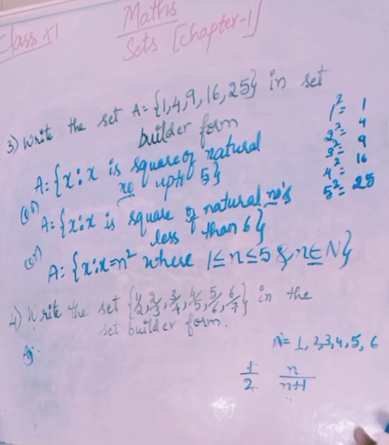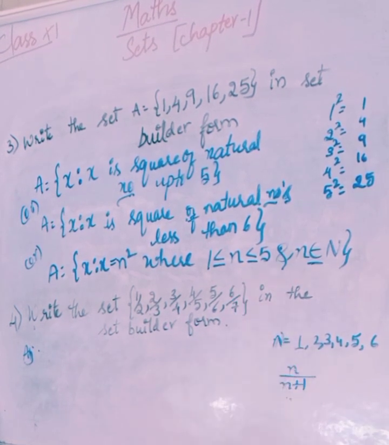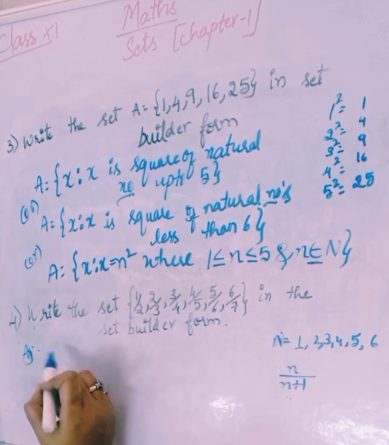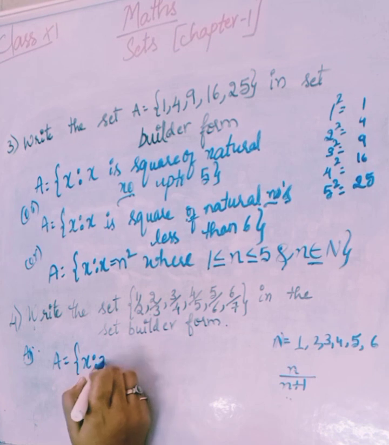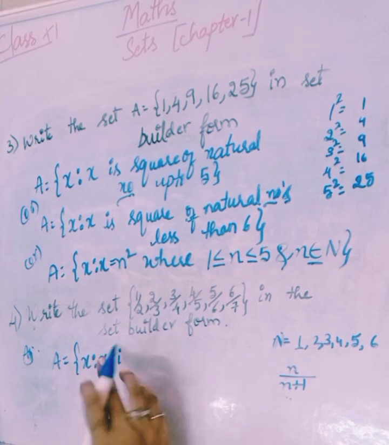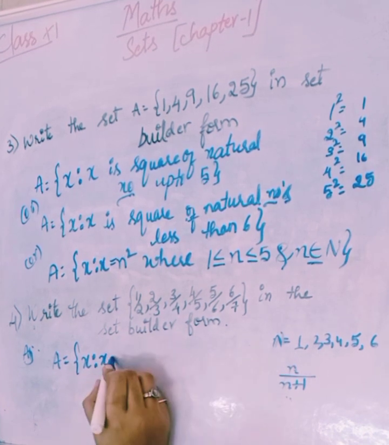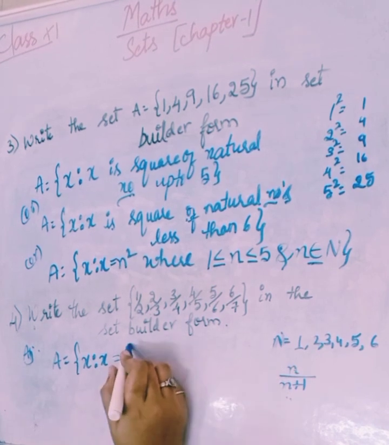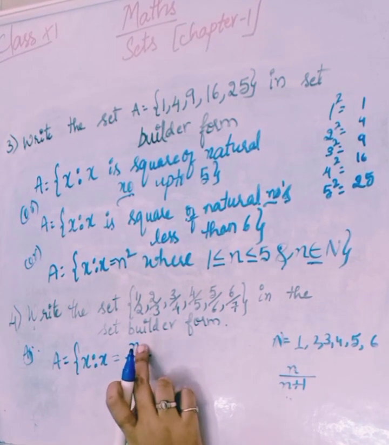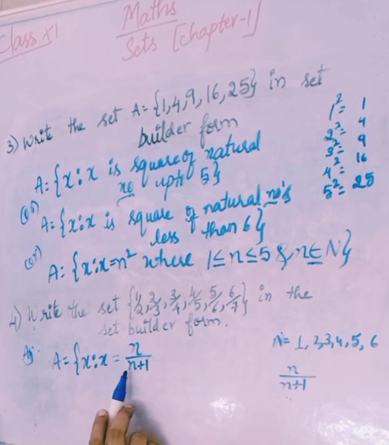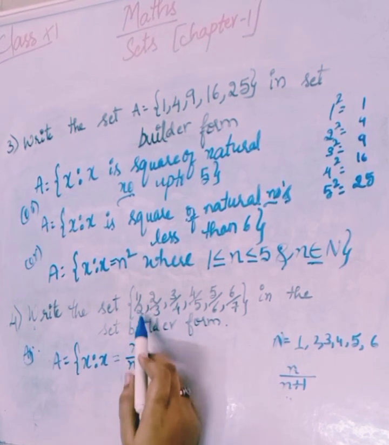So like that it will extend. That means it's in the form n divided by n plus 1. So therefore, what can we write? The set builder form, that is A is equal to x such that x is... otherwise, instead of that we can write x is equal to, what we have formed, n divided by n plus 1. You can substitute n is equal to 1, so 1 divided by 1 plus 1 is 1 by 2.